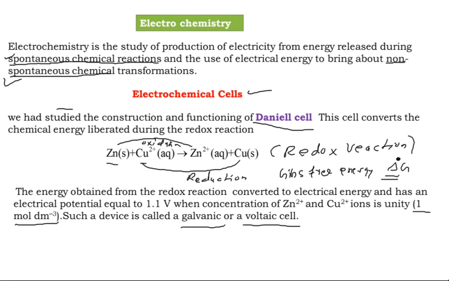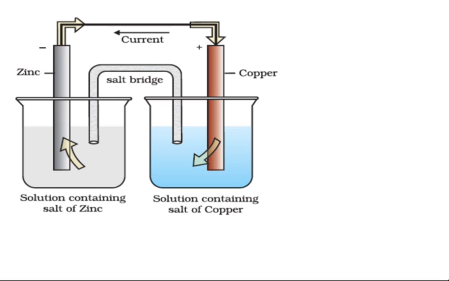Now, to get an exact picture of electrochemical cells, look at this. In the electrochemical cell, there are two vessels, the left side vessel and the right side vessel. Within each vessel there is one electrode. This is one electrode. This is another electrode. So the right side electrode is made of the metal copper. The left side electrode is made of the metal zinc. Externally, the two electrodes are connected by a conducting wire.